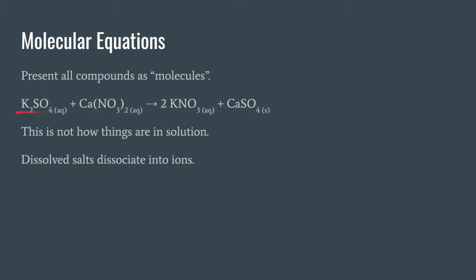But we know that that's not how these things actually are. These guys are split up into potassium and sulfate, and these two are split up into calcium and nitrate, and these two are split up into potassium and nitrate. Now, the calcium sulfate is a solid. It's insoluble, so it doesn't dissolve in water, so it's not dissociated.